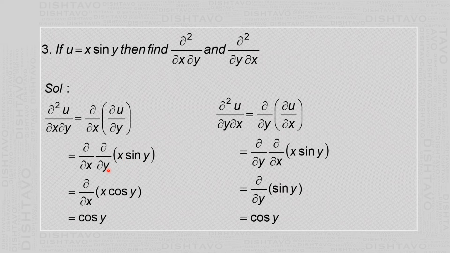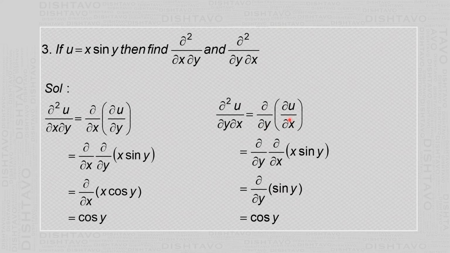So when we differentiate this u, which is equal to x sin y, partially with respect to y, what you get here is x, which is a constant, times the derivative of sin y, which is cos y. Then we differentiate this x cos y partially with respect to x. The derivative of x is 1, and cos y is a constant multiple, and that is equal to cos y.